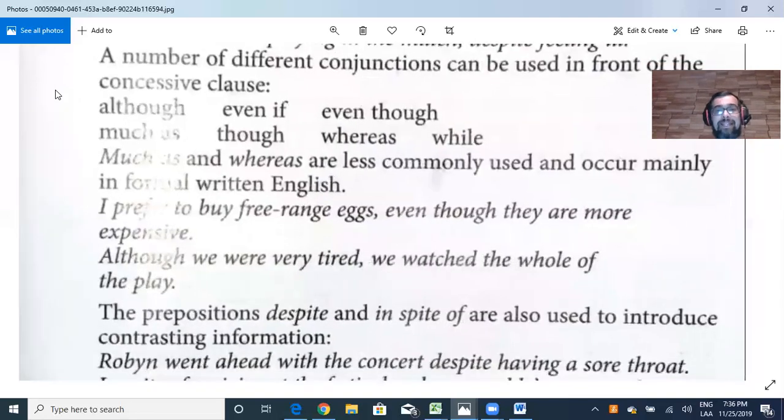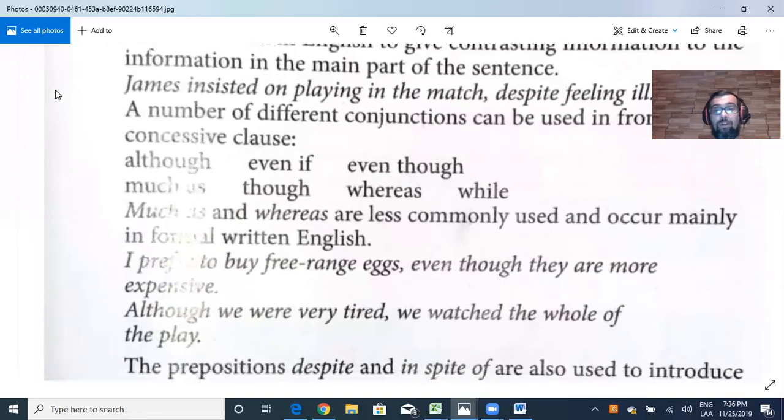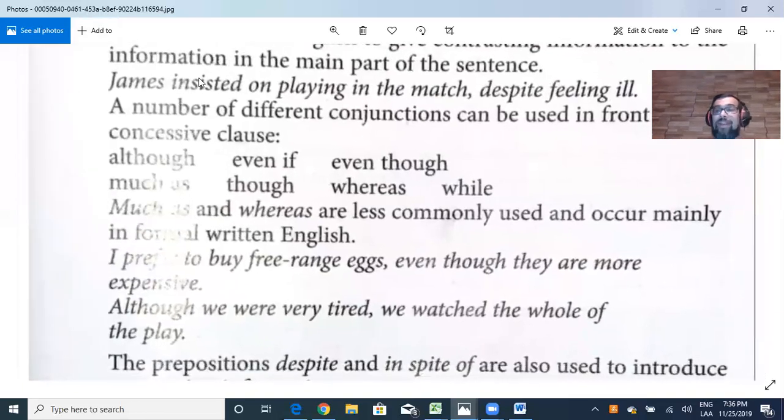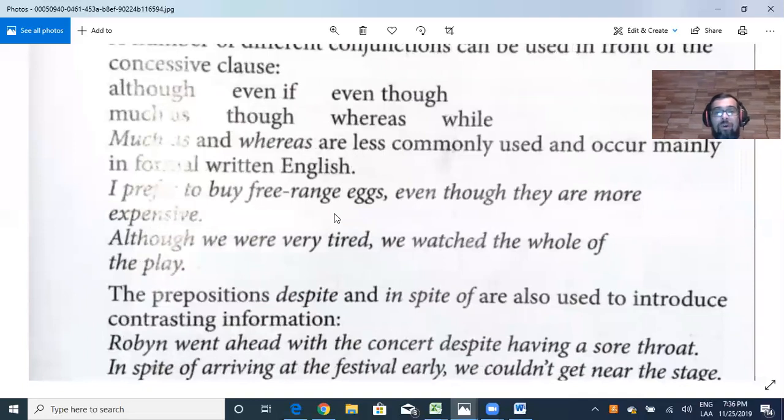It says, much as and whereas are less commonly used and occur mainly in formal written English. So in the essay, which is formal, you can use much as or whereas. That will be for the essay. It says, this is an example, I prefer to buy free range eggs even though they are more expensive. Or although we were very tired, we watched the whole of the play.